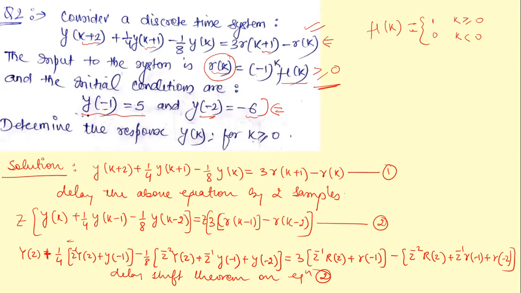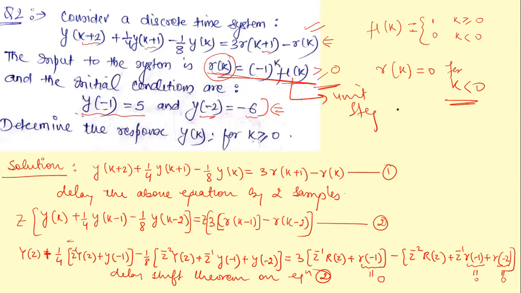Now the values of y minus 1 and y minus 2 are already given in the statement. However, this is 0 and this is also 0, right? And this is also 0. Now why is it 0? Because your input rk is 0 for k less than 0. So it is given in the statement, right? Because this mu k is a unit step function, and because it is a unit step function, it is 0 for all the values of k less than 0. Now we can simplify the equation further.